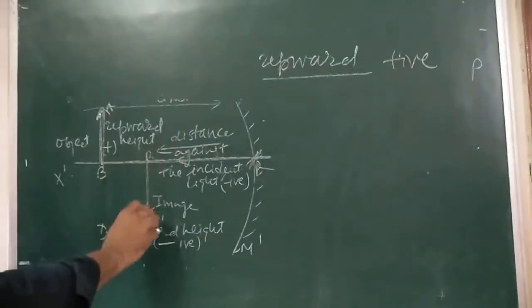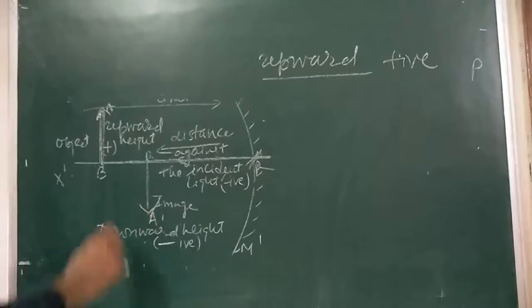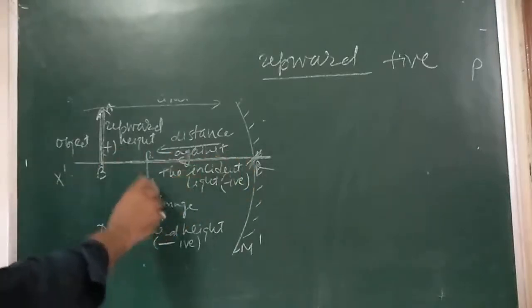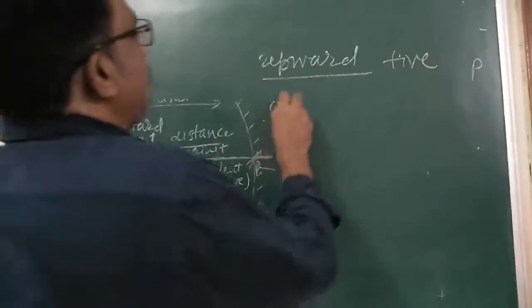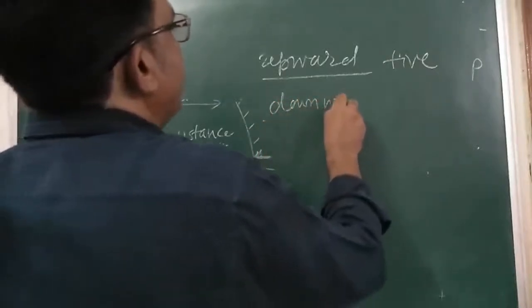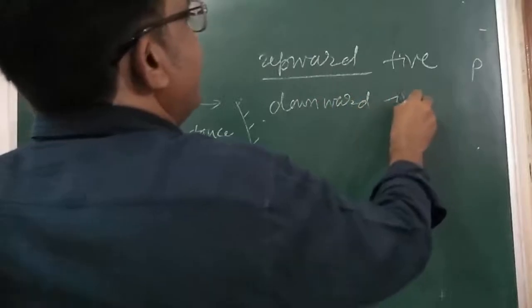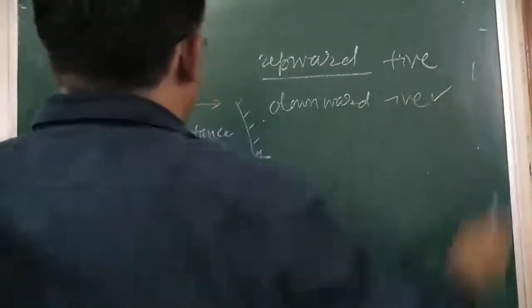The height measured downward below the x-axis and perpendicular to the principal axis, that is negative.